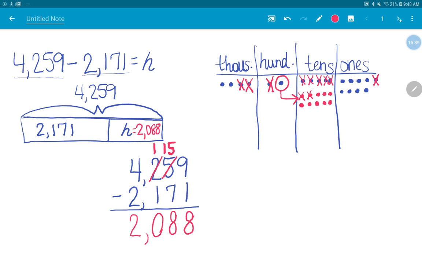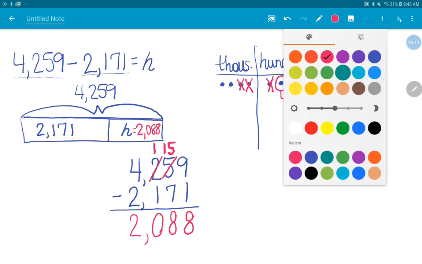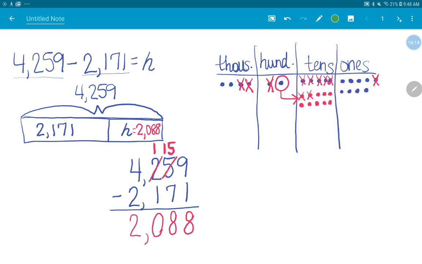What could I use to check my answer to see if it's correct? Do I know my parts now? Can I put those two parts together to see if it equals the total? Yes, because addition and subtraction are inverse properties. That means they're opposite each other. So we've proved on our tape diagram that we can use addition to check. Let's do that real quick.